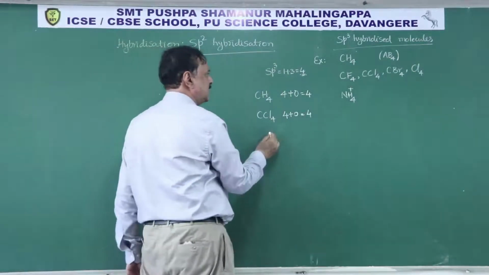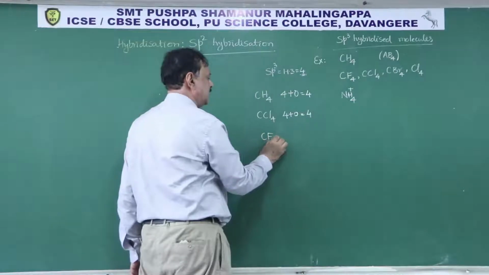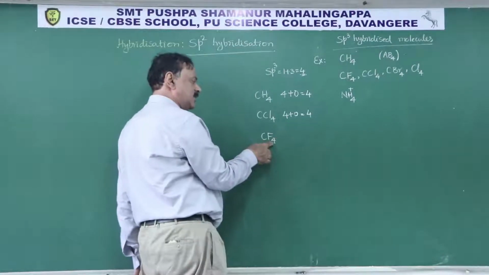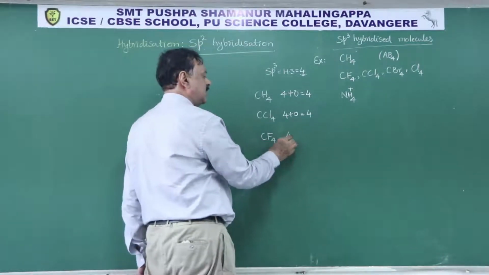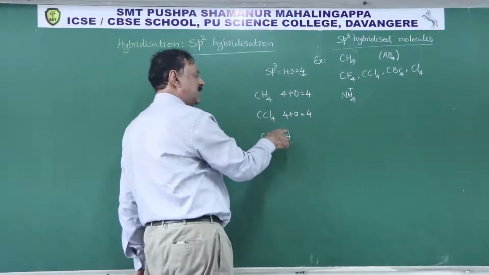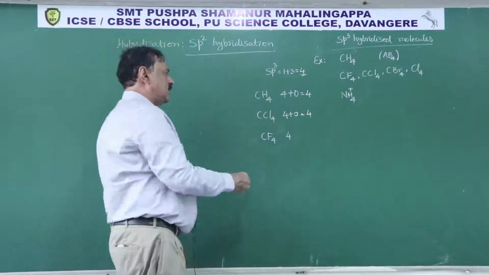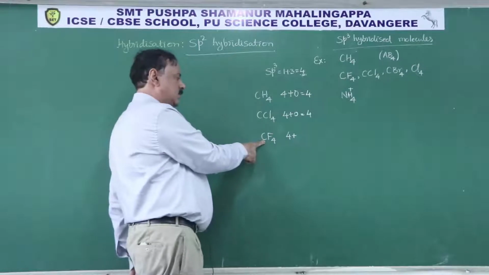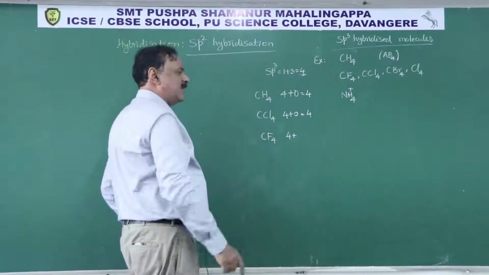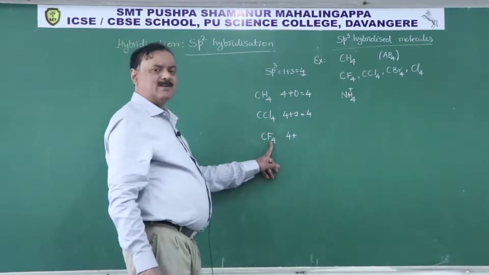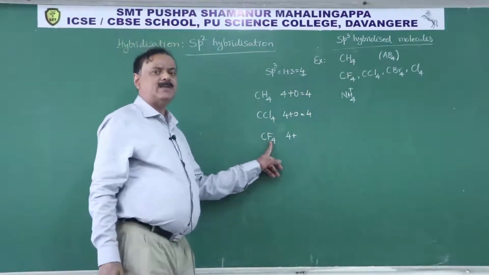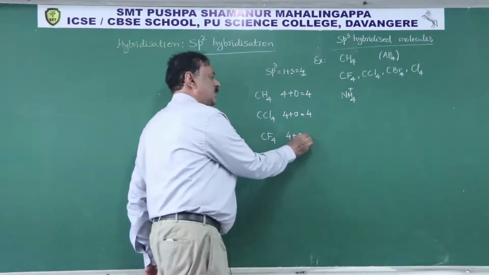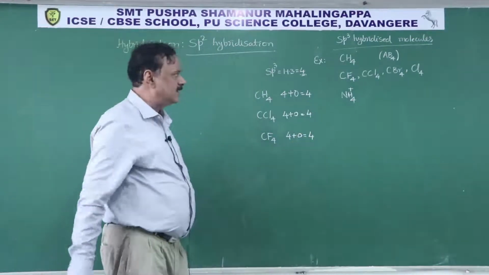For example, CF4. In the CF4 molecule, what is the type of hybridization? Here, this is the central atom, and these are the atoms bonded to the central atom. First, you have to write the total number of atoms bonded to the central atom, that is 4. Then add plus the valency of the central atom, that is 4. All 4 valencies are satisfied by means of 4 covalent bonds with the fluorine atoms. Therefore, the number of electrons left on the central atom is 0. Therefore, 4 plus 0 is equal to 4. Is it clear?